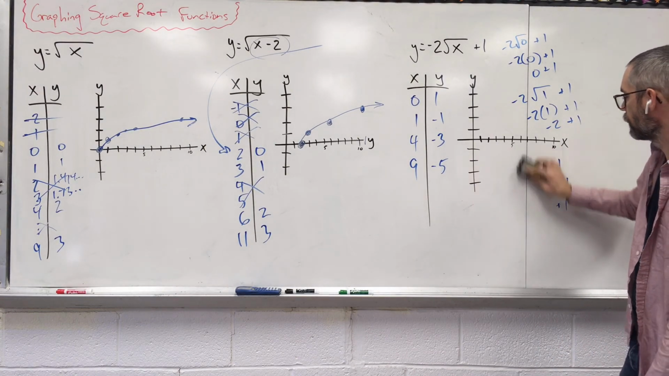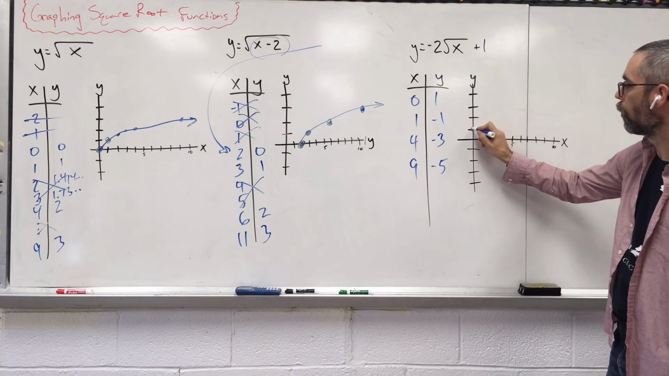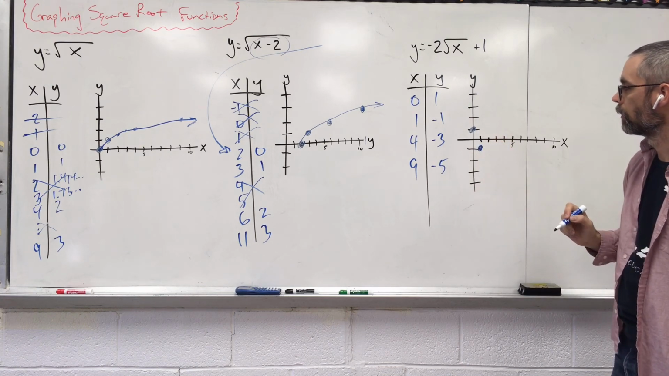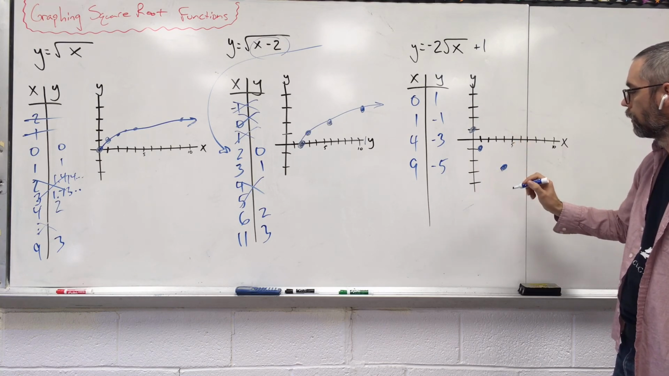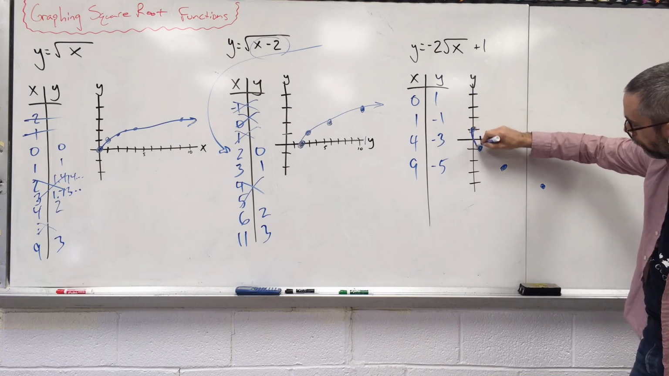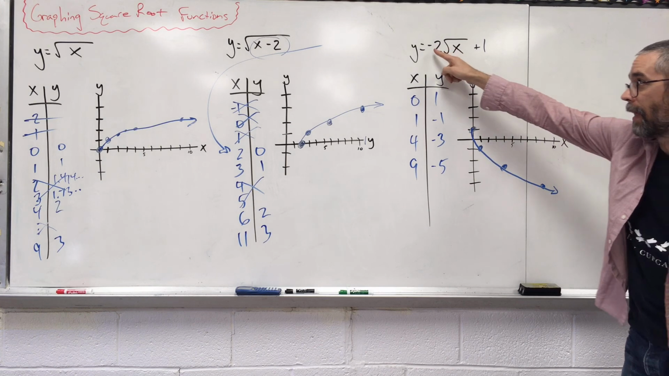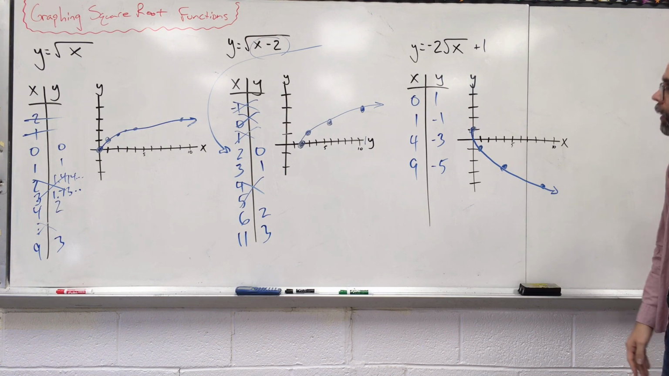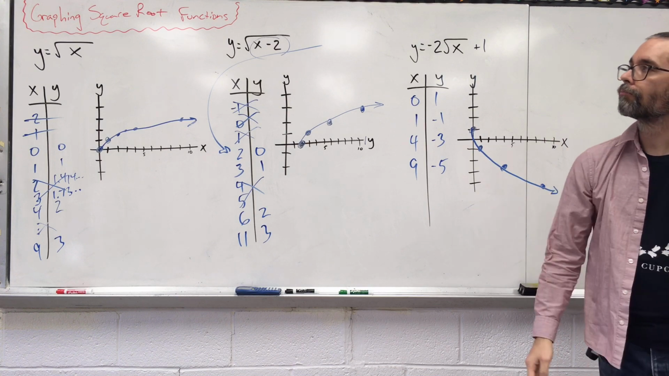All right, let's plot and see what happens. Go over 0, go up 1. Go over 1, down 1. Go over 4, down 3. Go over 9, down 5. So our graph now goes downwards. So that negative is actually going to flip everything. We still have that half a parabola shape on its side. Yeah, and that's graphing square root functions.